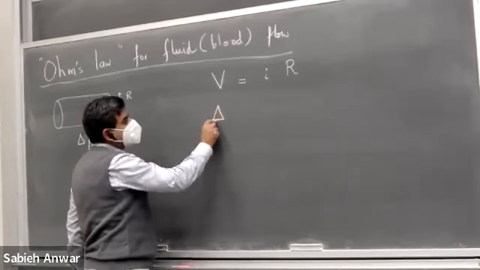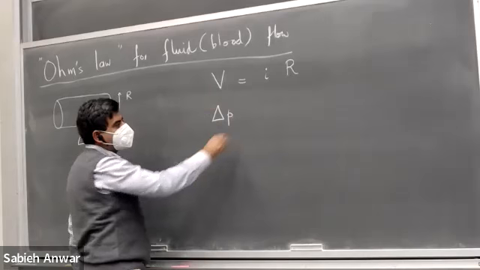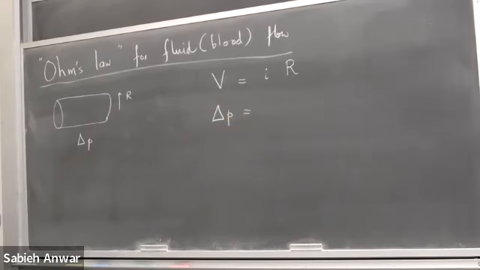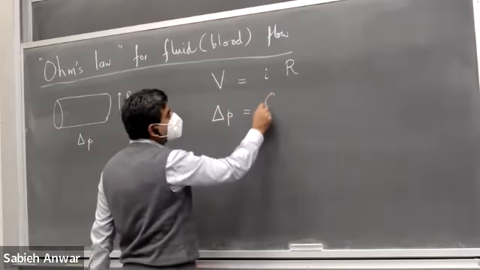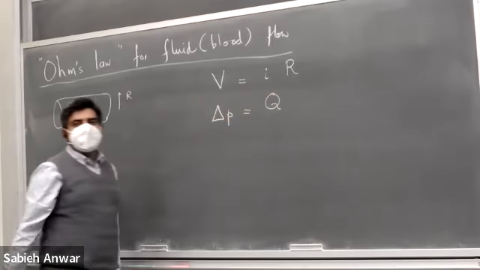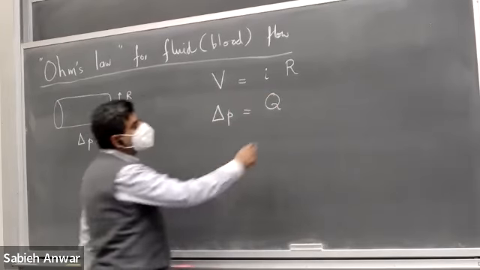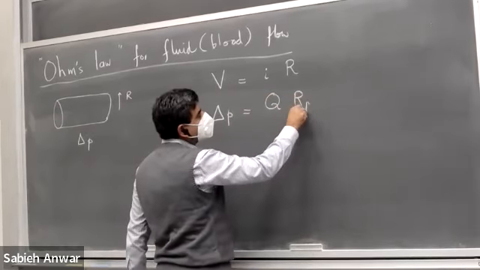So in analogy to delta V, we could write delta P. In analogy with the current, we have flow. Let's denote flow by Q. And we must have something analogous to resistance. Let's call this the resistance to the flow.